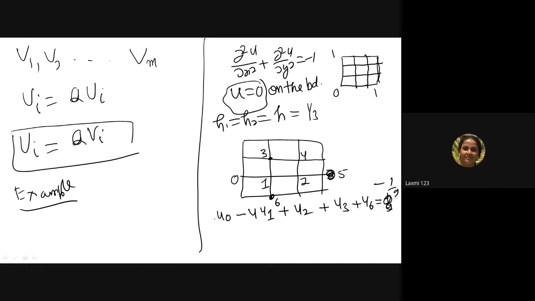Sir, just a second. You have taken along this line. Definitely, because the line below is the boundary line, everything is zero there. So we started with the first line.